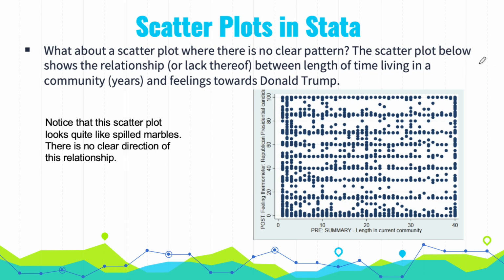So what about a scatter plot where there is no clear pattern, right? Notice that this plot looks like spilled marbles or just random dots on the page. Here we're looking at a relationship, or maybe a lack thereof, between length of time living in a community and whether that predicts a respondent's feelings towards Trump. I'm having a hard time figuring out whether this would be a positive or negative relationship, at least visually. What we'd need to do is run some statistical programming to really see mathematically what's happening on the page.